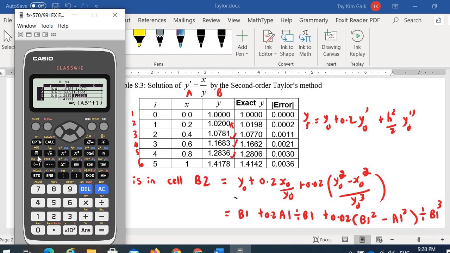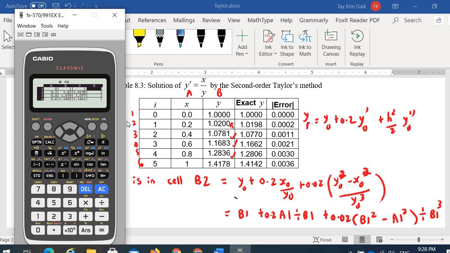I need to copy one more. So options, go down, this, and then this. So check it.